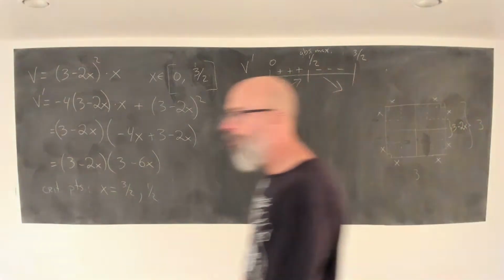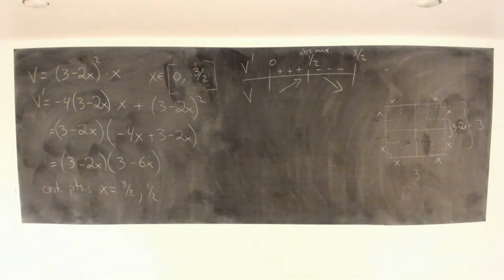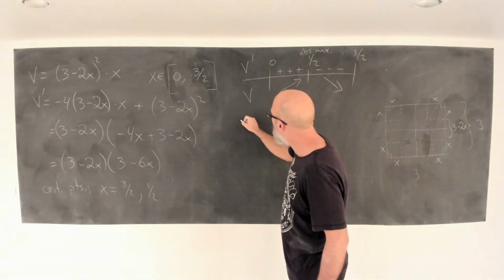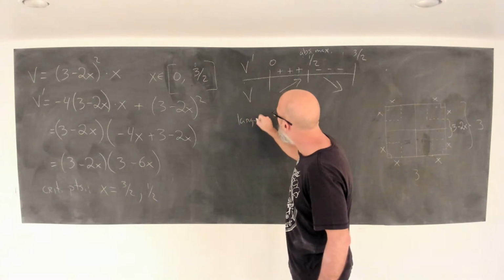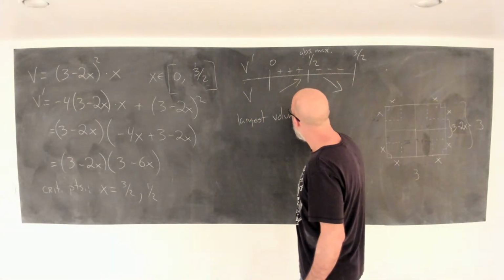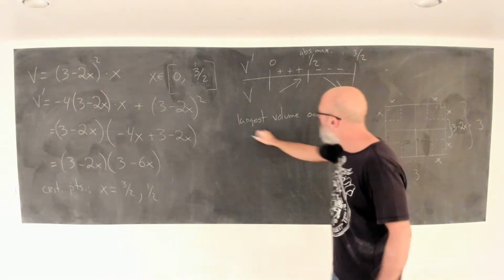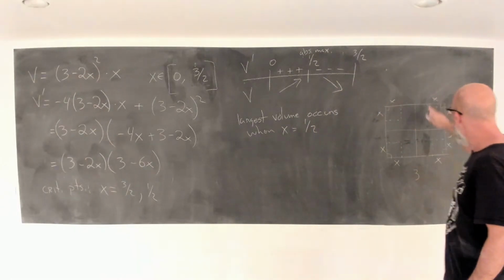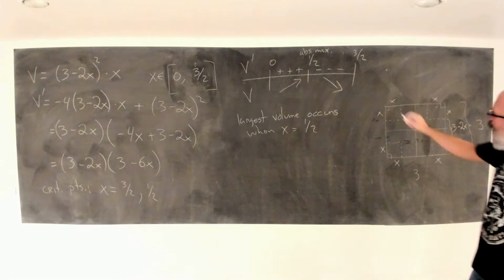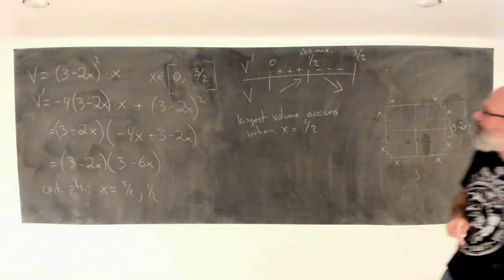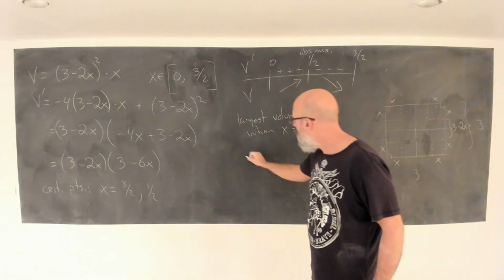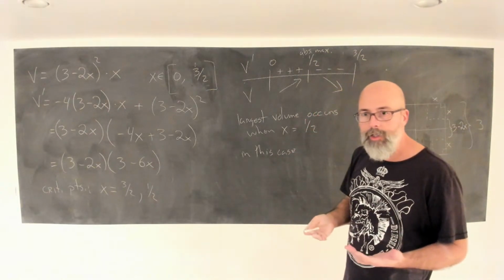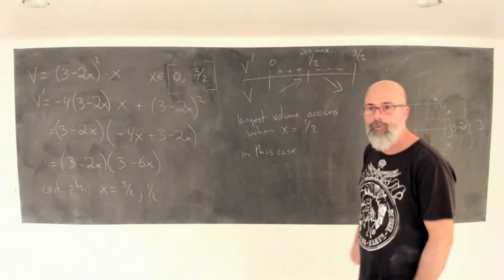What was the question asking for? The volume. Find the largest volume. Very well, so we should answer that. Largest volume occurs when x is 1/2. So you're cutting out a square of length 1/2. And in that case, right, again, we really need to answer the question. And the question is asking us for the largest volume.